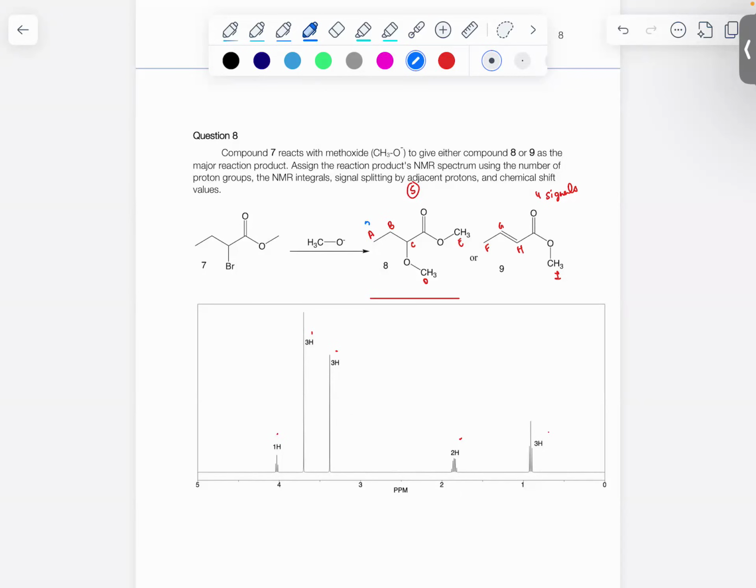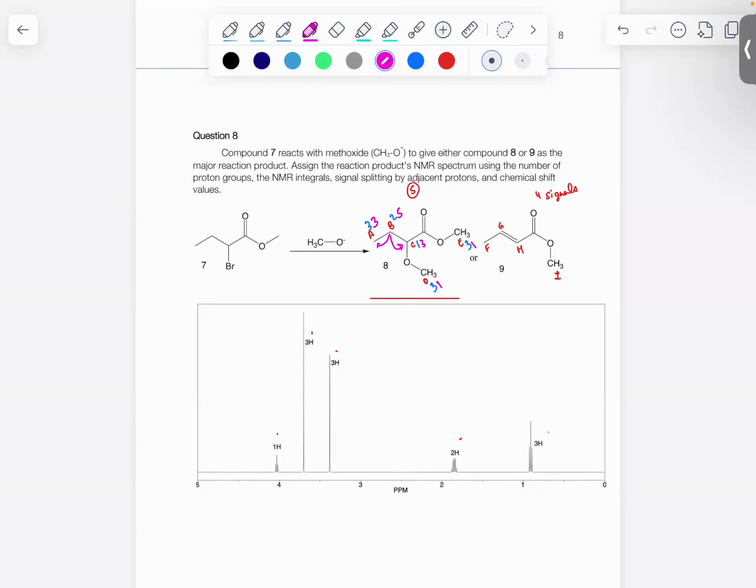A should have integration of 3, B should have 2, C should have 1, D should have 3, and E should have 3. Then looking at our neighbors, A has 2 neighbors in signal B, and so we would expect it to be a triplet. B has 3 neighbors in signal A, and 1 neighbor in signal C, so we would expect that to be a quintet. C has 2 neighbors in B, which means it should have a triplet. And then both D and E are isolated and should be singlets.